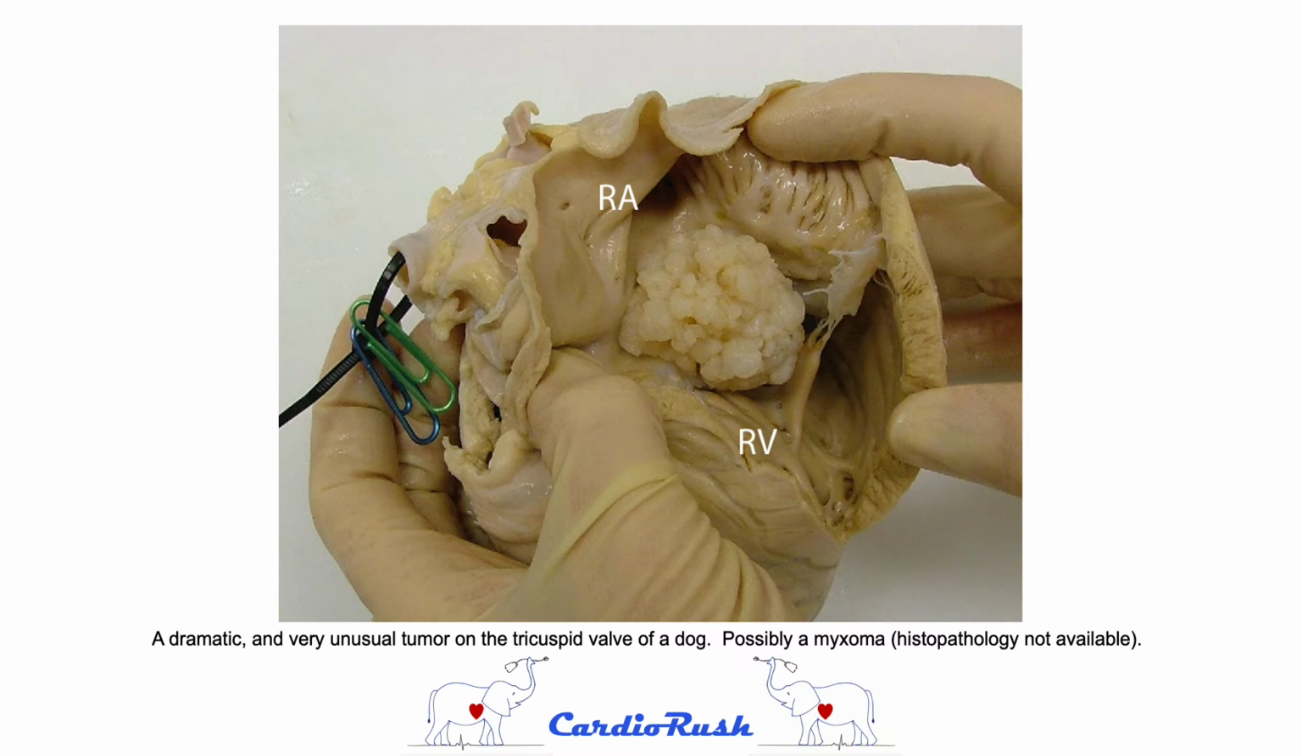This dog had a large mass inside of the right atrium that was partially occluding the tricuspid valve. A biopsy was not done, although this might have been myxoma.